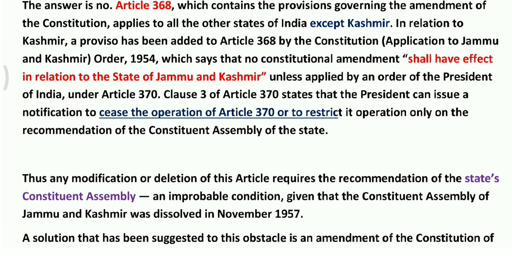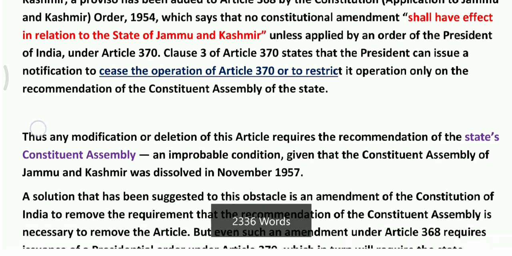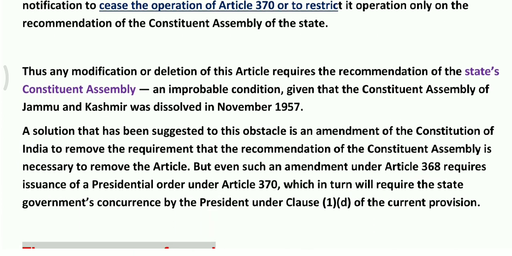An impossible condition arises, given that the Constituent Assembly of Jammu and Kashmir was dissolved in November 1957. A solution that has been suggested to this obstacle is an amendment of the Constitution of India to remove the requirement that the recommendation of the Constituent Assembly is necessary to remove the article. But even such an amendment under Article 368 requires issuance of a presidential order under Article 370, which in turn will require the state government's concurrence by the President under Clause 1(d) of the current provision.